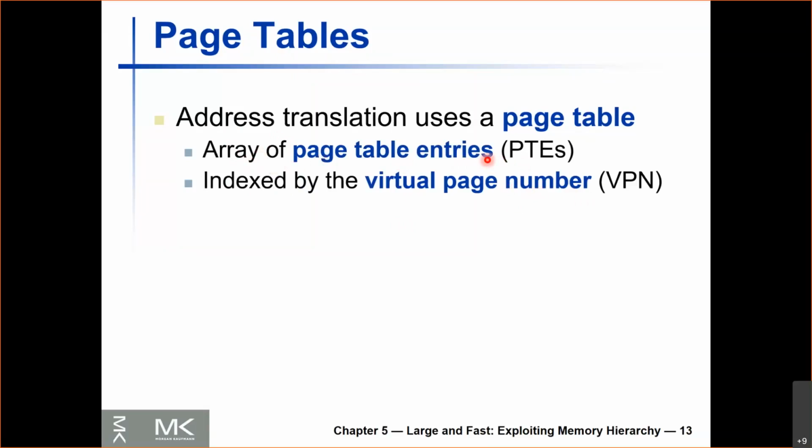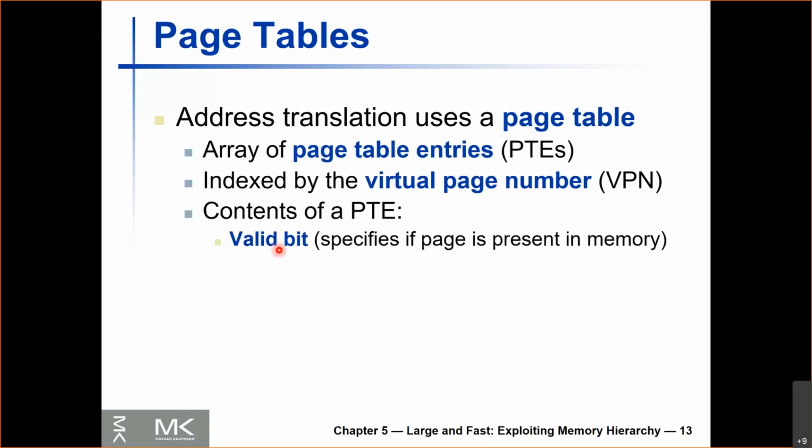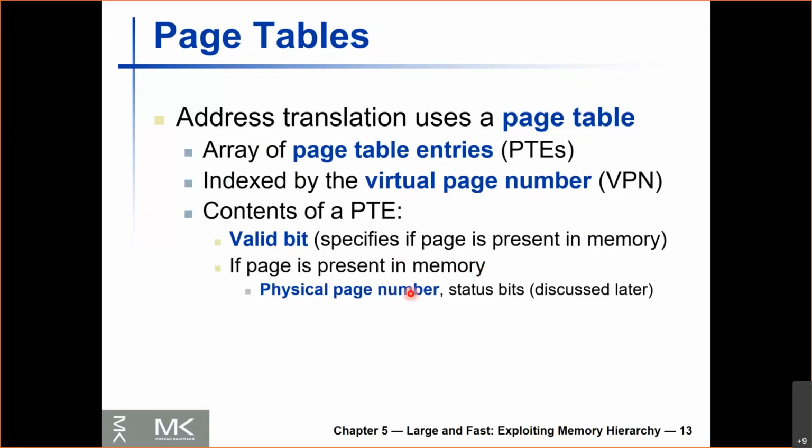What is the page table entry going to contain? The contents of the page table entry are as follows. It's going to have a valid bit. The valid bit tells us if our page is in memory or not, because our page could be in memory, or it could be in disk. If the page is in memory, the valid bit will be set to 1. If the page is on disk, it will be set to 0. If the valid bit was set, then the page table entry is also going to contain the physical page number. This allows us to translate the virtual page number to a physical page number. It's also going to contain other bits that we will discuss later.